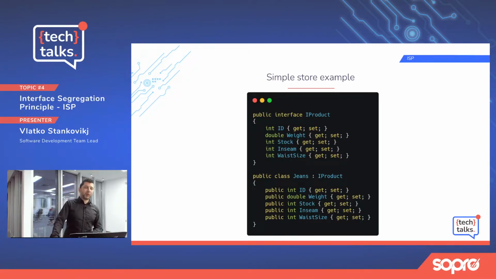How can we structure this with a few examples? Imagine that you have a store and initially you only want to sell jeans, so you define a simple interface, IProduct. You define some simple properties like ID, weight, stock, inseam, waist size, and the class implementation for your jeans basically implements those properties. So what will happen next when you have an additional product in your store?